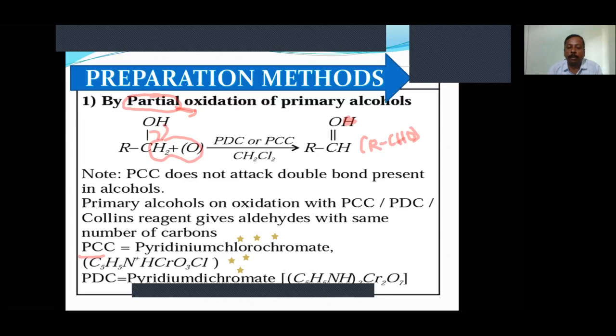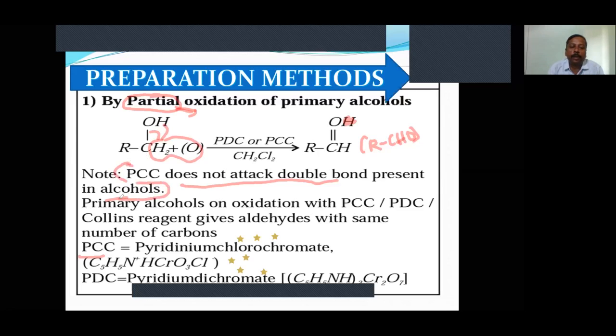Pyridinium dichromate. This formula is also very important. And PCC has a special characteristic. What is that special characteristic? It does not attack the double bond present in alcohols. This is called selective oxidation.